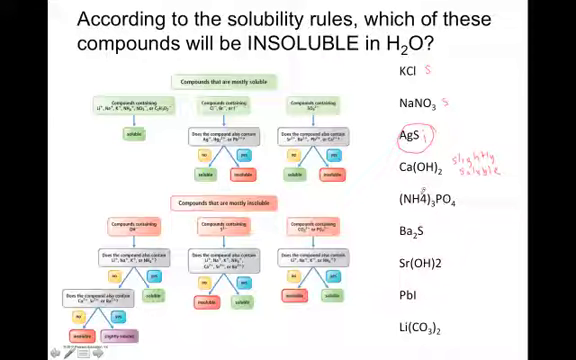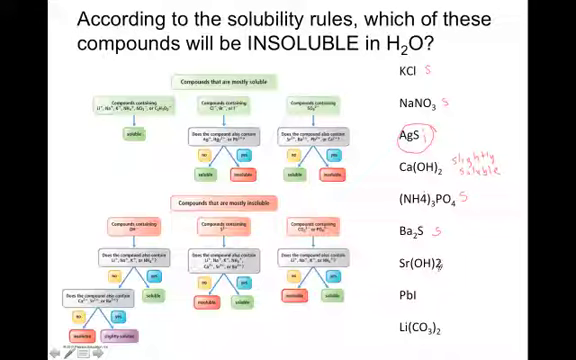Ammonium phosphate. Oops, I forgot to put my 4 down as a superscript, but you know what that means. Ammonium phosphate. It's got ammonium. It is always going to be soluble. Okay, barium sulfide. Here's sulfide. Does the compound also contain barium? If it does, it's soluble. So just because it's a sulfide does not mean that it's going to be insoluble.